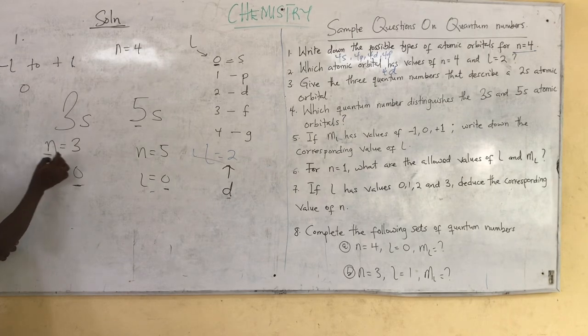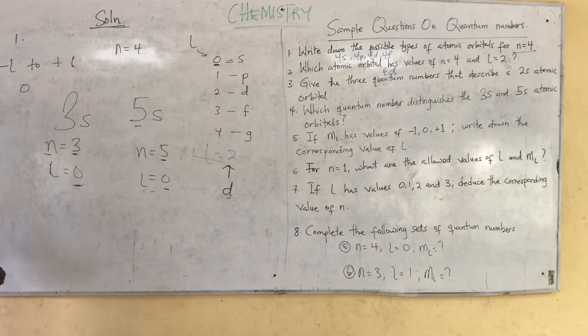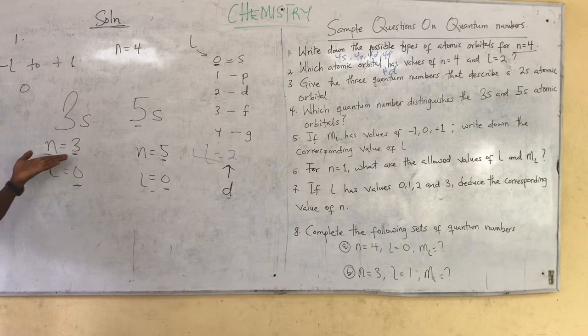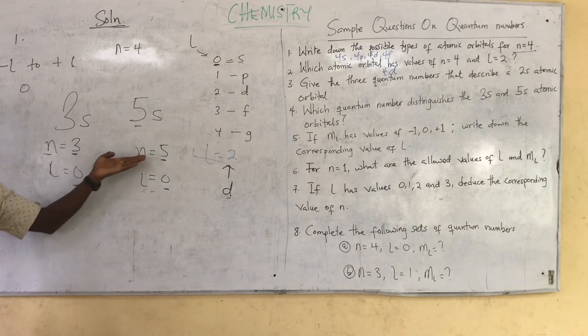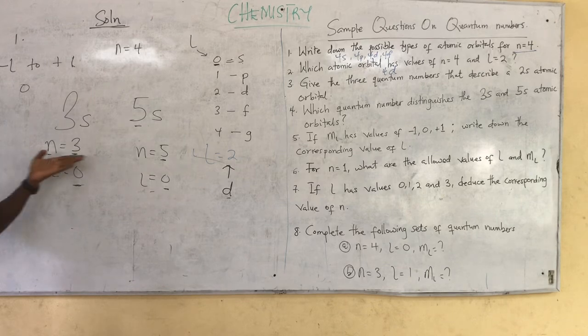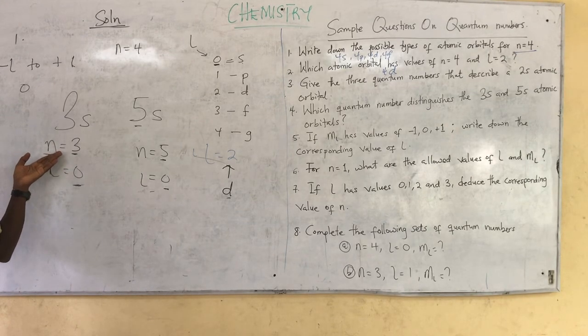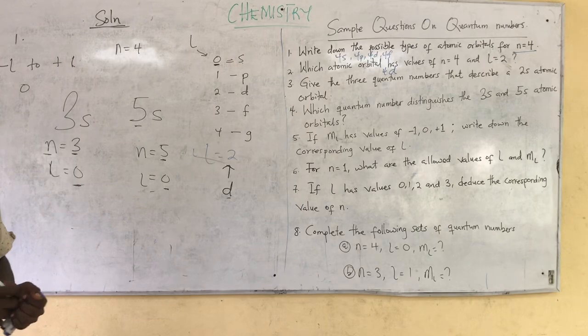But look at the n values. It has an n value of 3, and then an n value of 5 here. So to distinguish between them, we use their n value. They have different n values, or different principal quantum numbers. Is that okay? So we use a different principal quantum number to differentiate between them. So the answer for question 4 is by using their n values or their principal quantum numbers. Is that okay? Alright. Now let's move on to the next question.